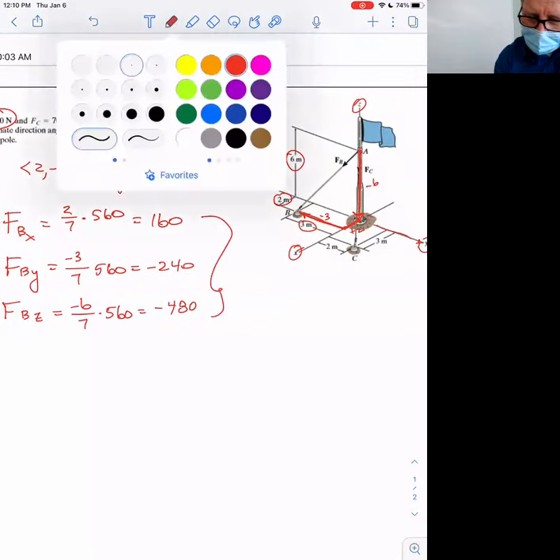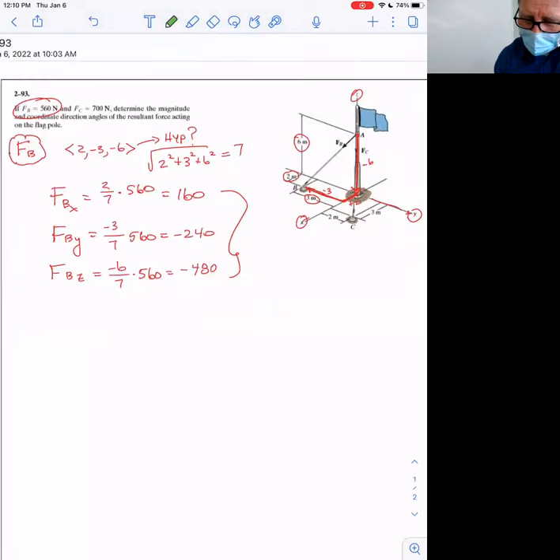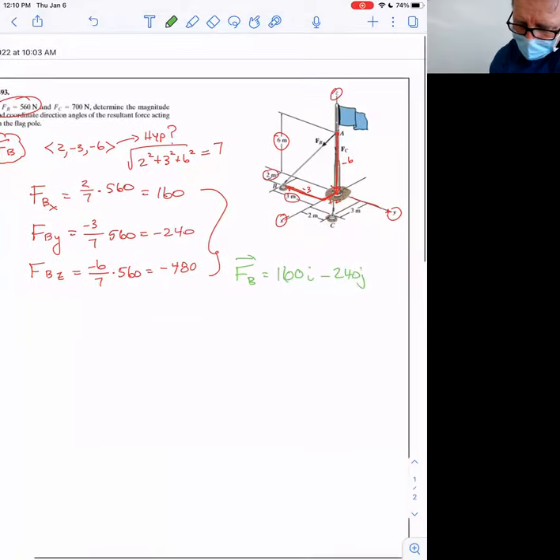So I can now report, and I'll do it the other way this time, that force B can now be rewritten as a vector as 160 i minus 240 j minus 480 k. i, j, k. At least they're in alphabetical order. They could have picked P, G, and S or something stupid like that.